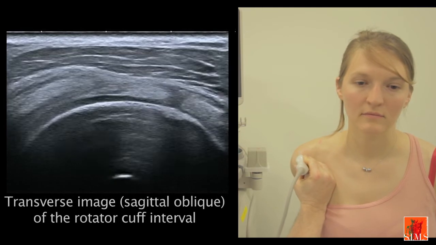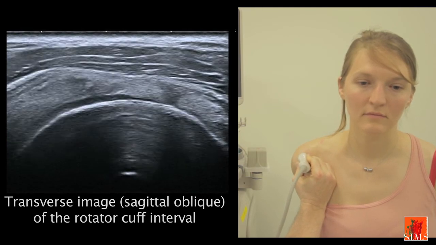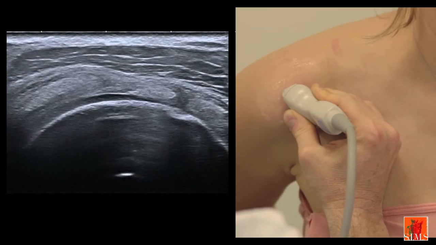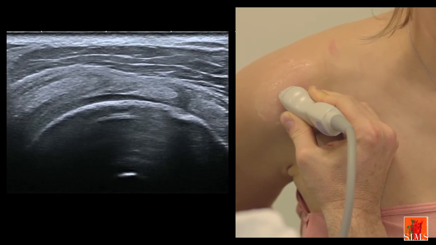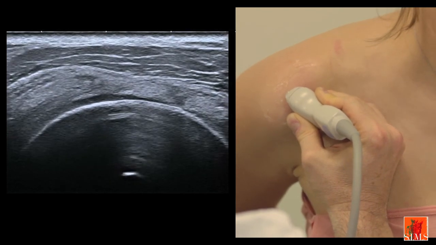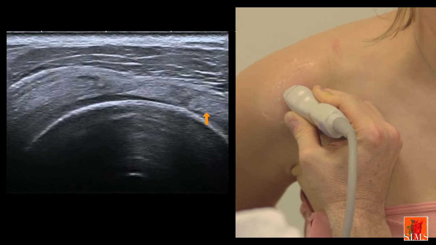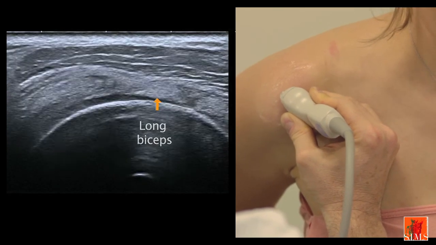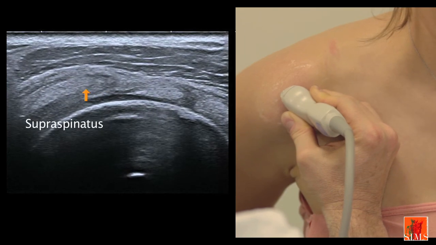We will now detail an especially important image relating to what is known as the rotator cuff interval. Starting from the short axis image over the supraspinatus, we move the transducer gently downwards in order to achieve this image, where you can see here, at the bottom, the subscapularis, here, the biceps tendon, and here, the supraspinatus tendon.